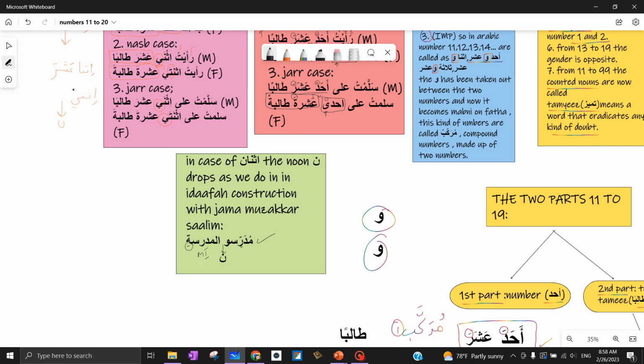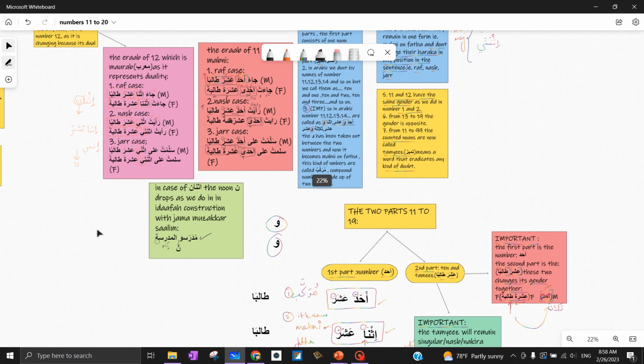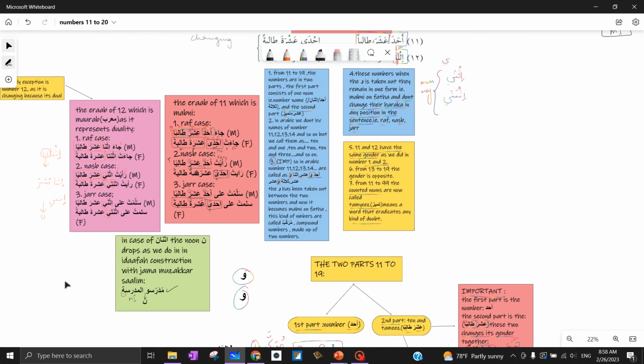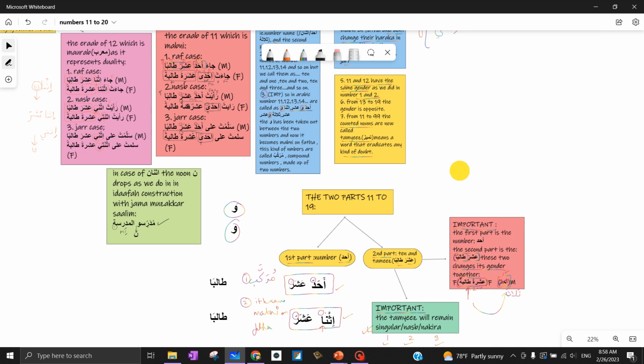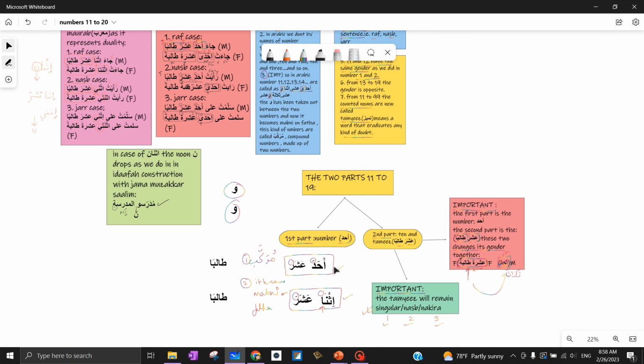So these are the important rules regarding 11 and 12. I hope this is clear for you up till now. These were the most important points, the two parts of 11 and 12, why and how it became mabni on fatha and all. So these are the most important points discussed.